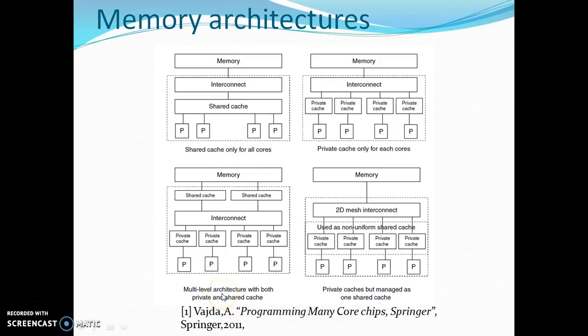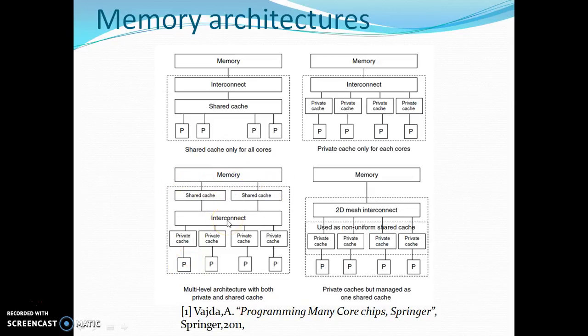This is a more advanced version of the previous 2 memory architectures, that is a multi-level architecture with both private and shared caches. As you can see, there is a private cache present for each processor and also a shared cache present between various processors.